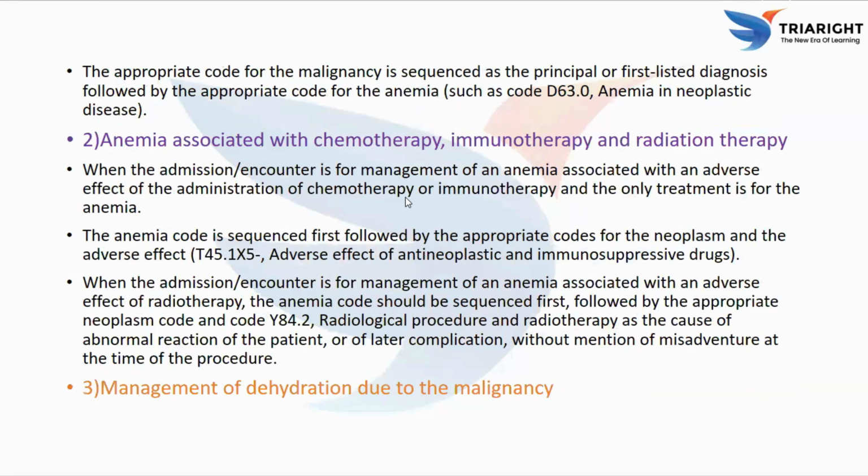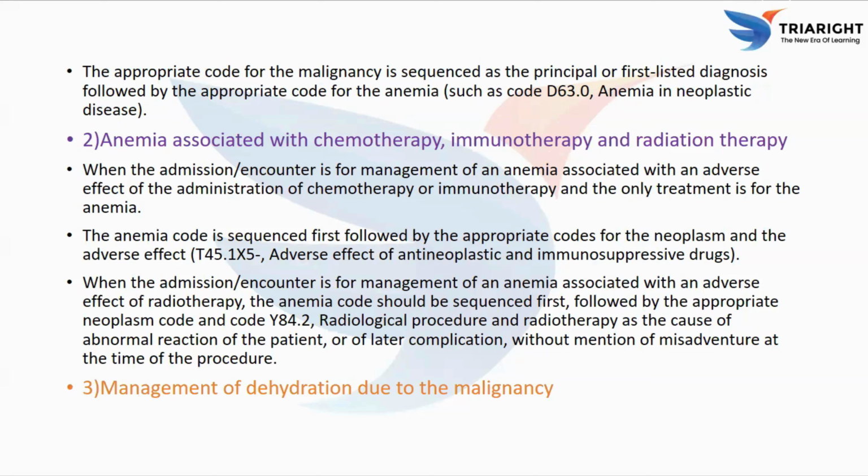So when anemia is due to malignancy itself, a patient has cancer, and the anemia is caused by the cancer, the encounter is not solely for anemia management. So you have to code the malignancy first, followed by the anemia code. The second condition is anemia associated with chemotherapy, immunotherapy and radiation therapy.